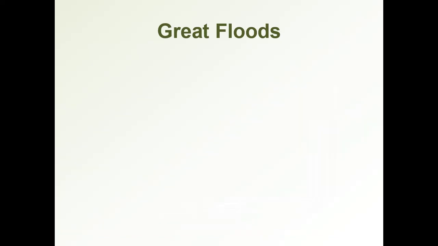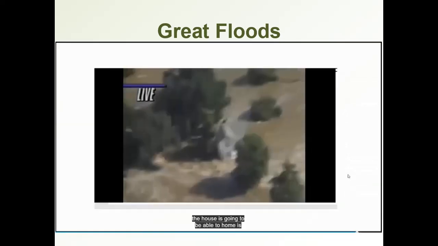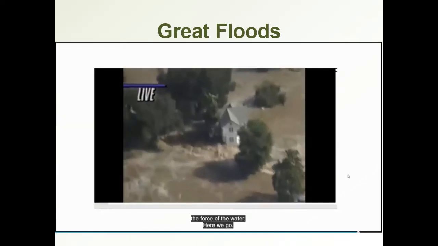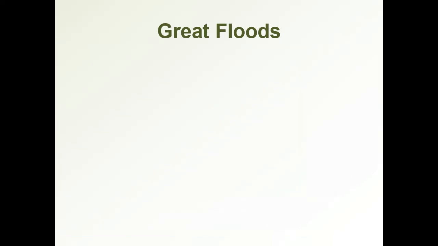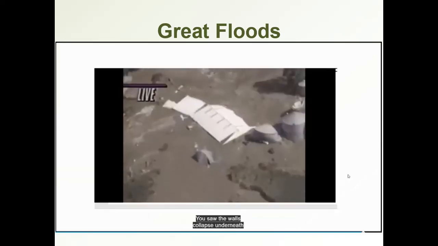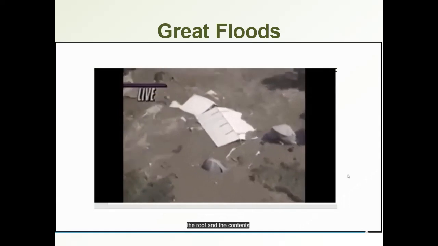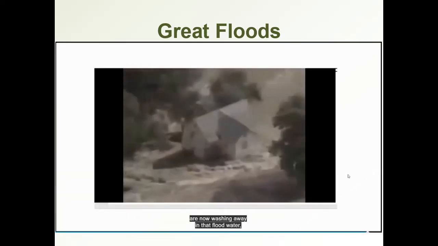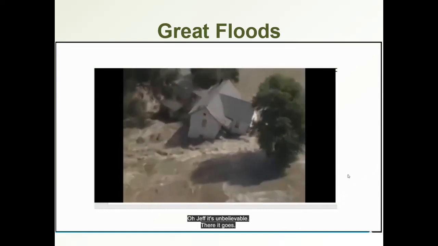If Joe can pan over and show us the house, I think you have to wonder whether the home is going to be able to withstand the force of the water. Here we go. Here goes a part of the shed that held and housed a lot of the animals. It's now washing away. You saw the walls collapse underneath, and the roof and the contents are now washing away in that flood water. That house is starting to go. Oh, Jeff, it's unbelievable. There it goes.